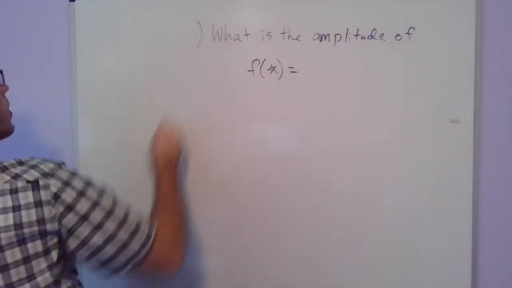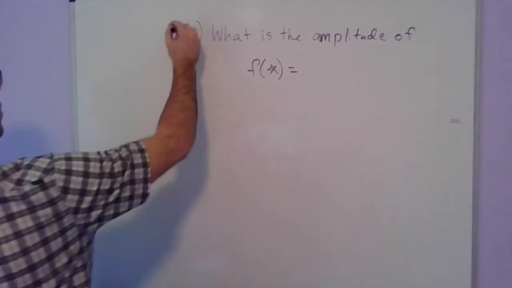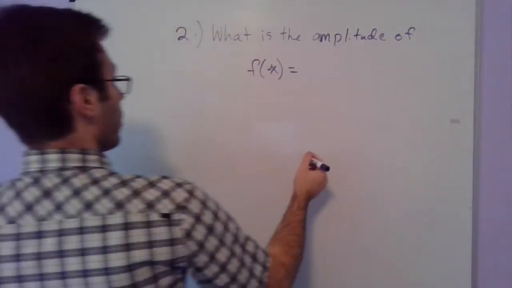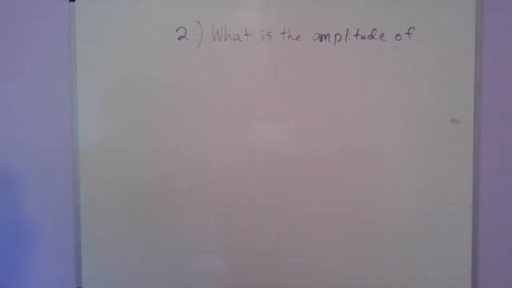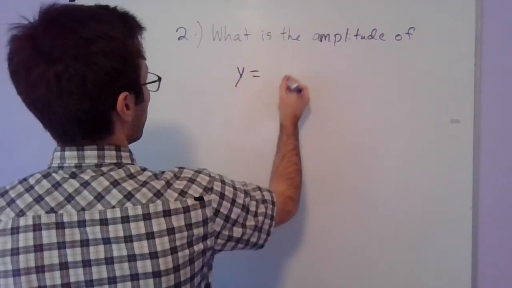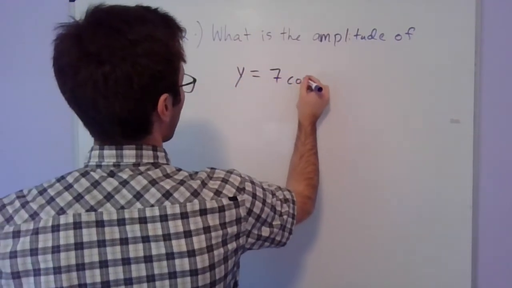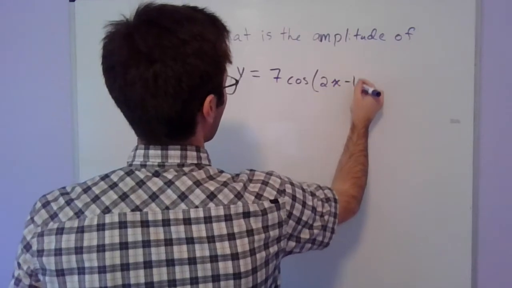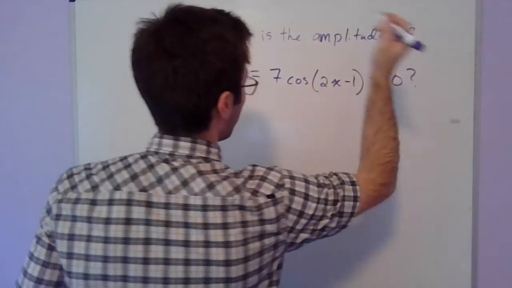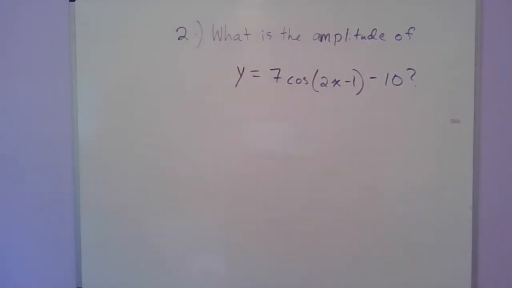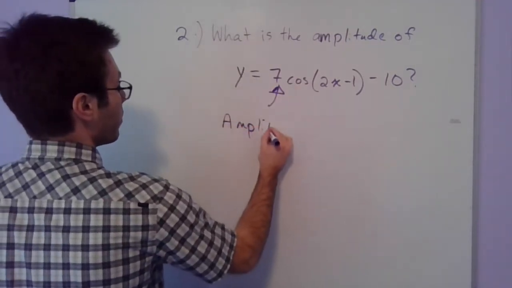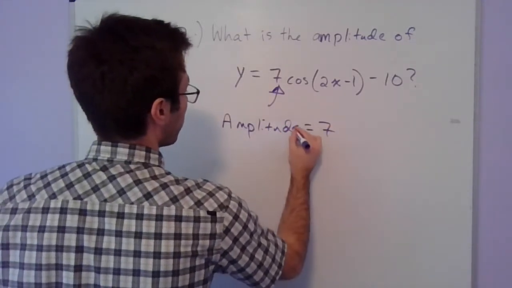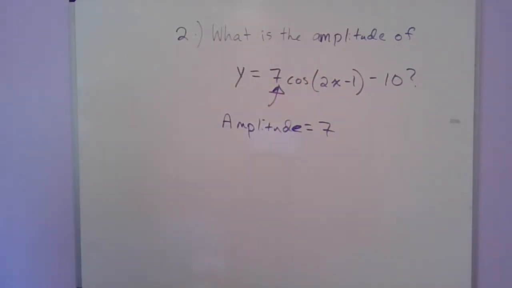Go over the second one. Let's not call it f of x, let's call it just y. I'd like to switch things up. 7 cosine. Alright, let's do that. I mean, here it's pretty obvious that the amplitude is just 7. So the amplitude here is the number out front, that's 7.